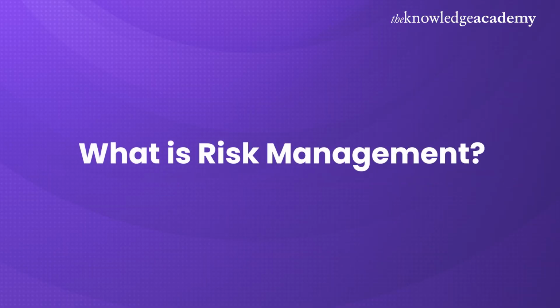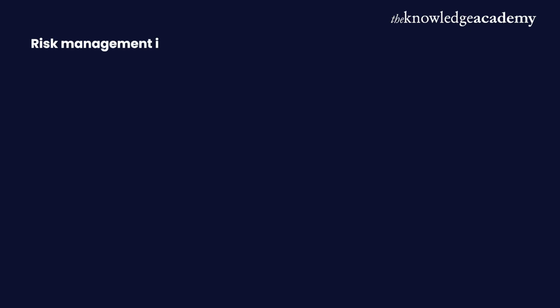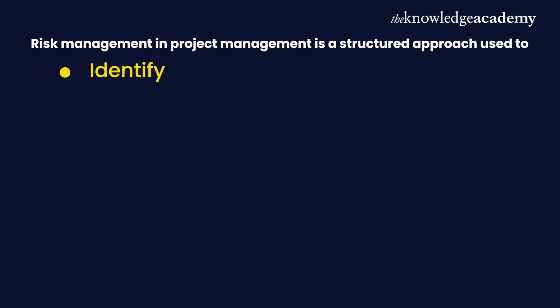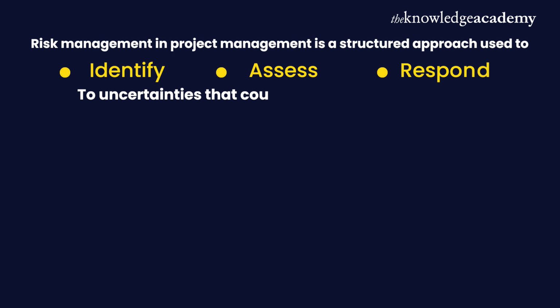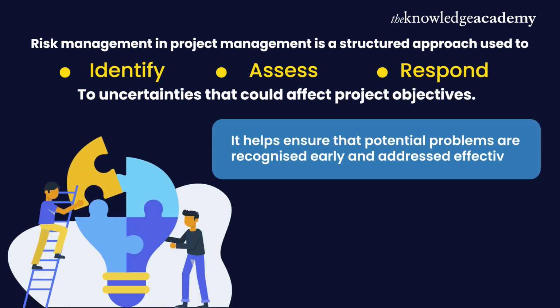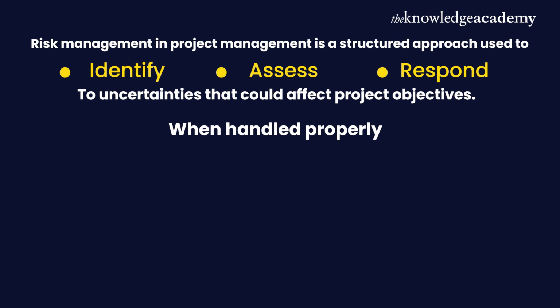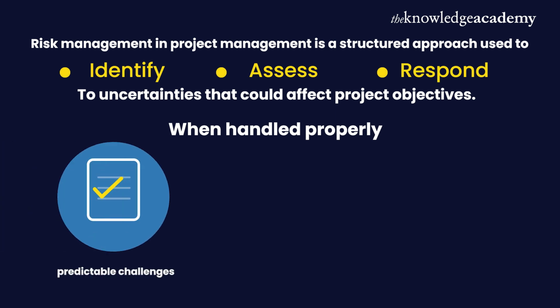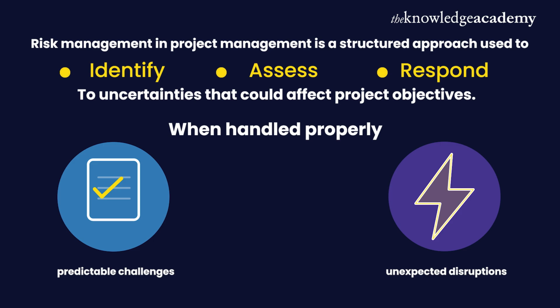What is risk management? Risk management in project management is a structured approach used to identify, assess, and respond to uncertainties that could affect project objectives. It helps ensure that potential problems are recognized early and addressed effectively. When handled properly, risks become predictable challenges rather than unexpected disruptions.